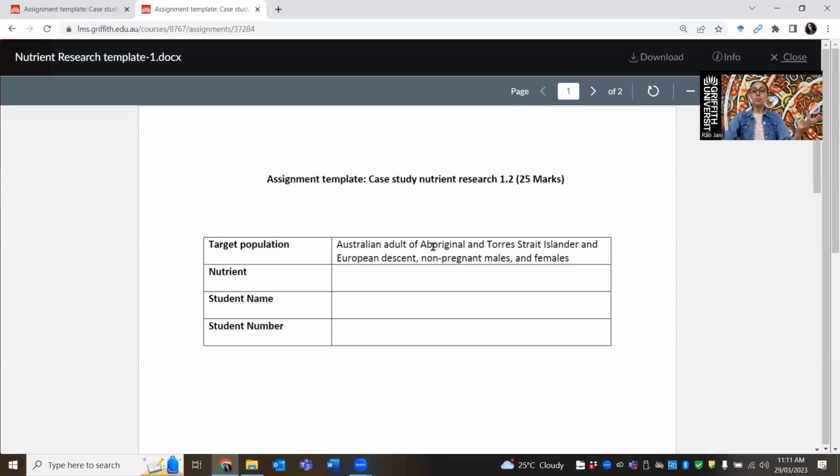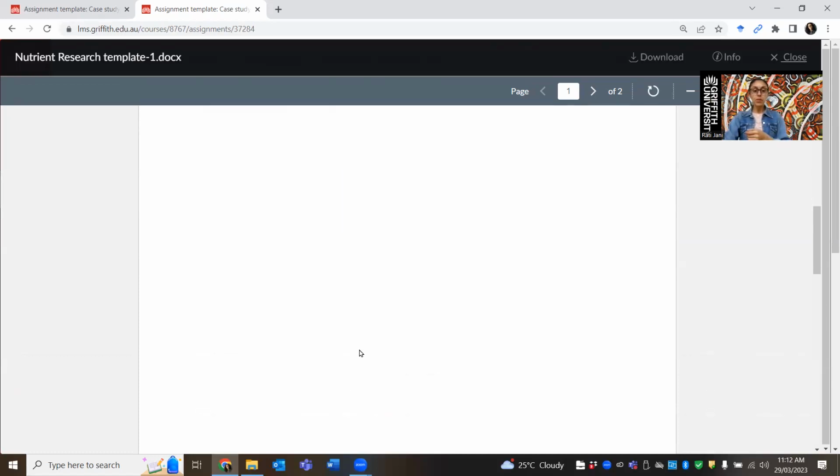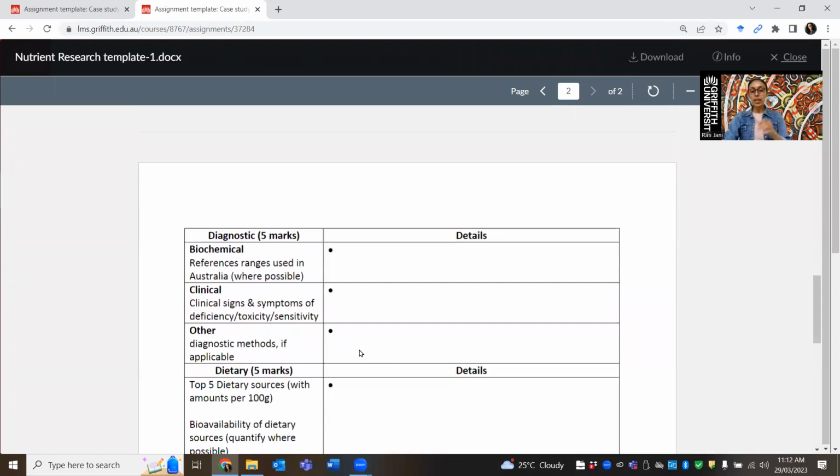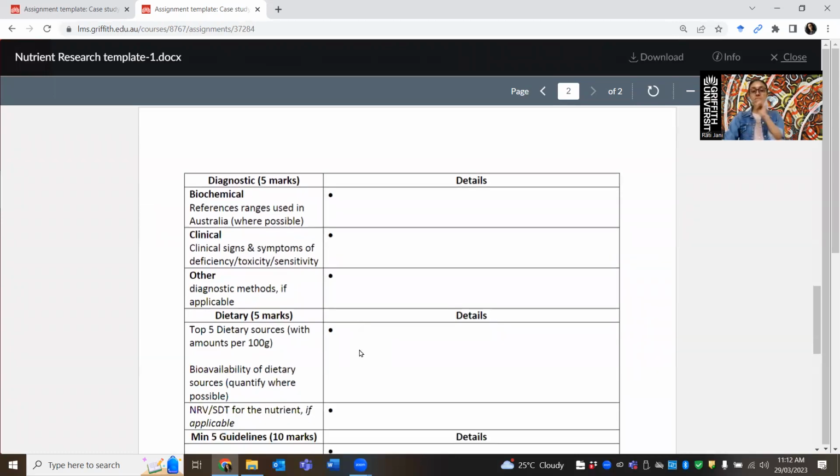Okay, if you do find something like that, then write which nutrient you have got, your name, your student number. This is how your template looks, and we will go into the details of this in the draft example that I have completed.